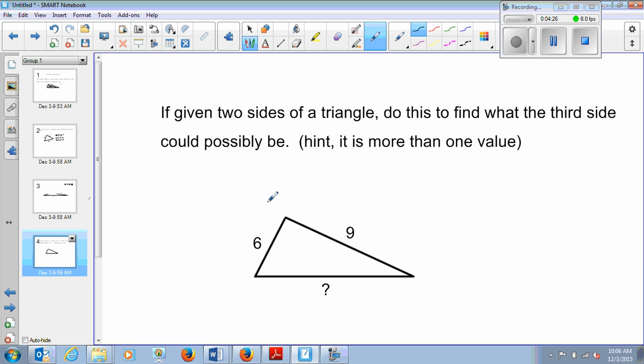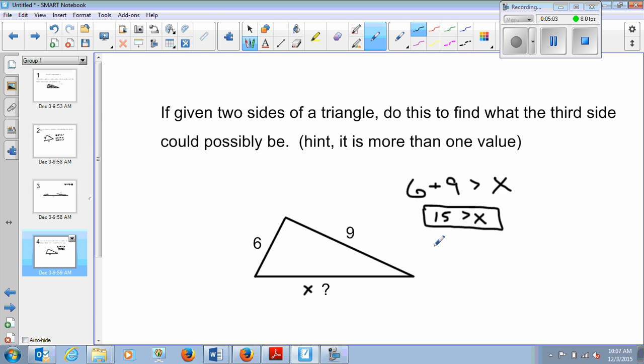So let's look at 6 and 9. 6 plus 9 has to be greater than the third side, which we'll just call X. So when we add 6 plus 9, we get 15. That means that this side must be less than 15. It can be anything less than 15, but it can't be 15, it can't be 16, can't be 17. So it has to be less than 15.